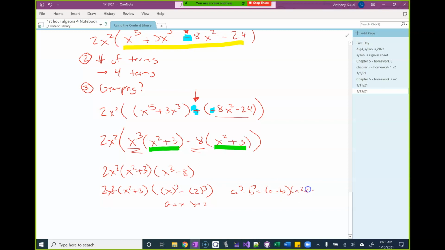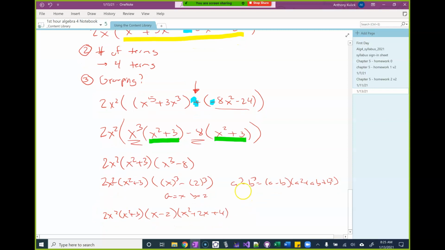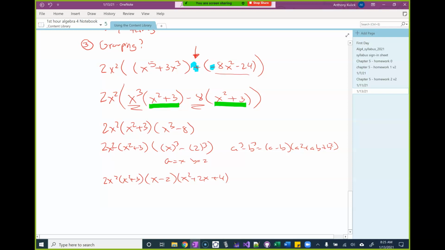So when I apply my formula, I can write this as x minus 2 times x squared plus 2x plus 4. And I know that's going to be my final answer because the x minus 2 is linear, so that one can't factor anymore. And the x squared plus 2x plus 4 was the trinomial that came from a sum or difference of 2 cubes, so I know that one doesn't factor anymore also. So this would be my final answer. Is that okay?